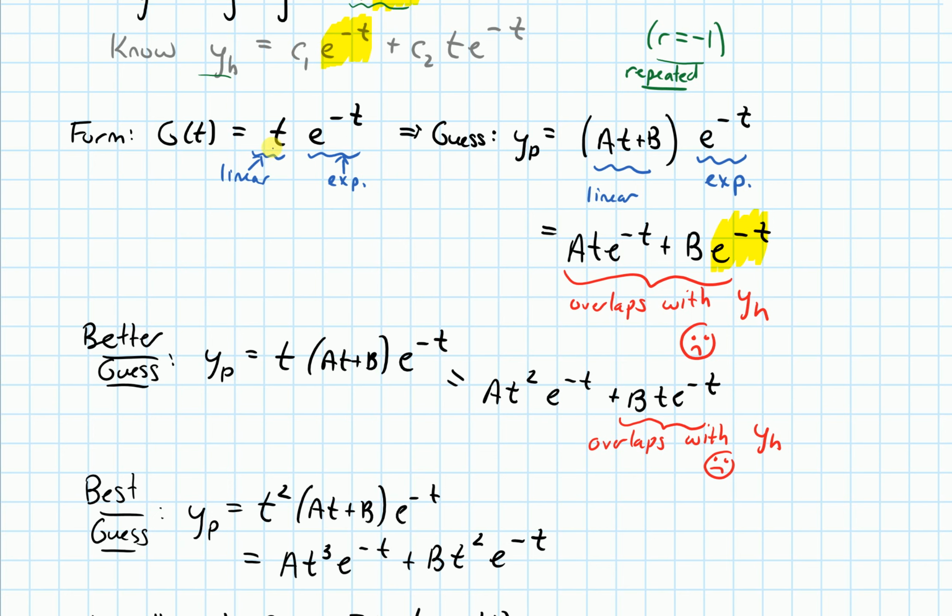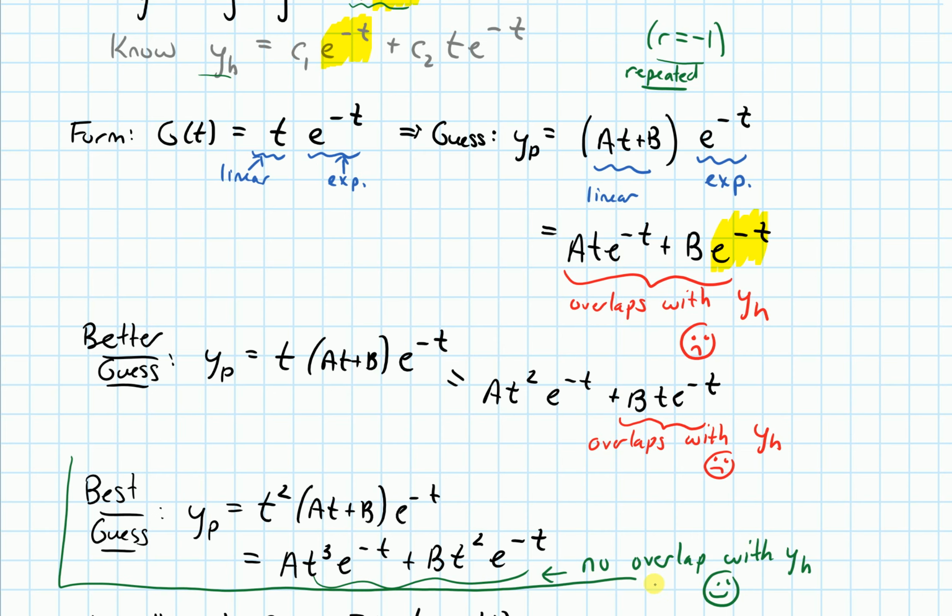So we've now multiplied by t enough so that none of these functions in my particular solution appears in the homogeneous solution. And that is what we need. So at this point, there is no overlap with yh. And that makes us happy. So happy face. That's how we know that our guess, this guess right here, is going to work. So this was our best guess.